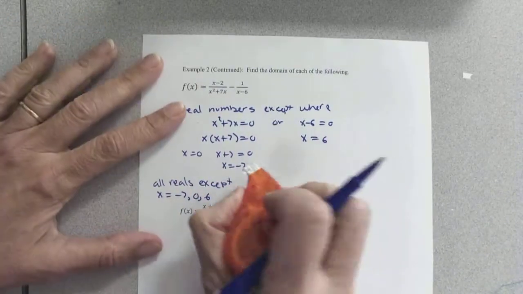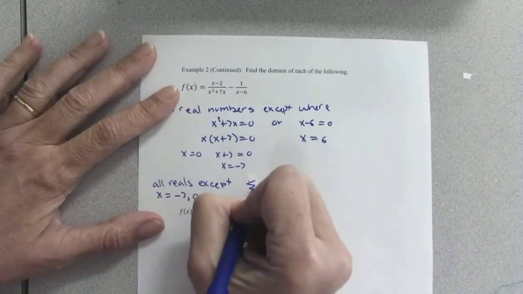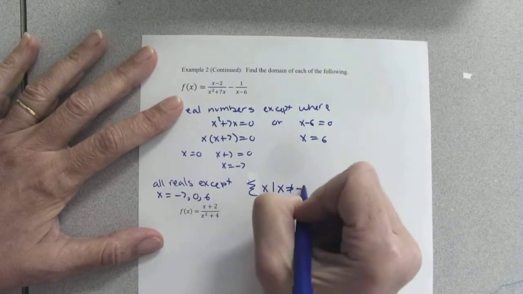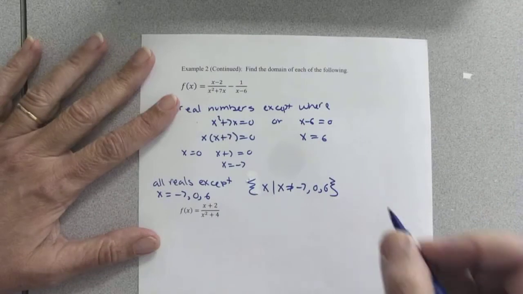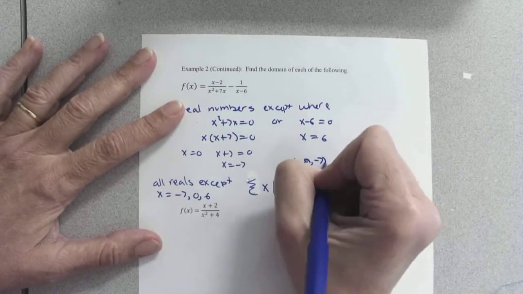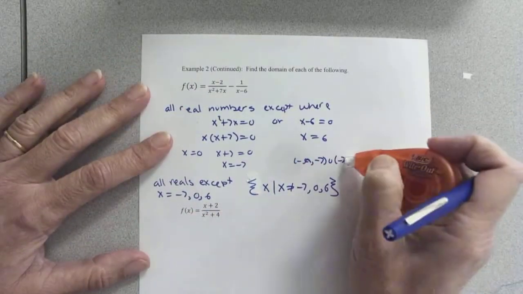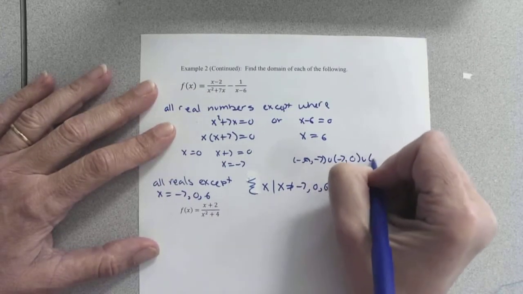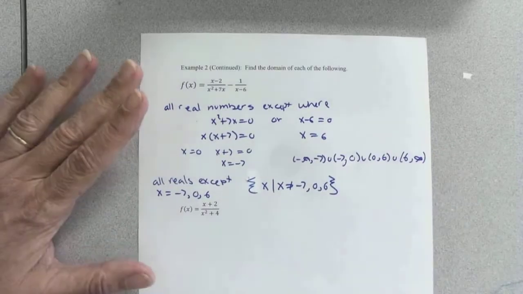If we wanted set builder notation, set builder notation would be this: the set of all x such that x does not equal negative 7, 0, and 6. And if we want interval notation, negative infinity to negative 7, negative 7 to 0, 0 to 6, 6 to infinity.